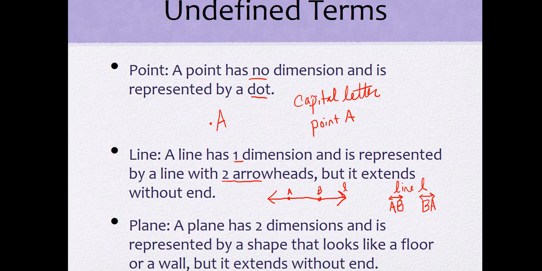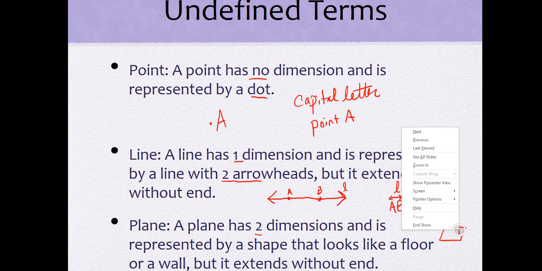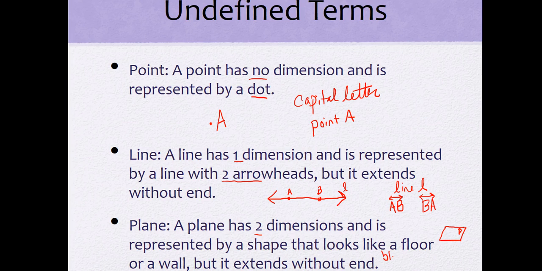Last is a plane. A plane has 2 dimensions and is represented by shape like the floor or the wall, but keep in mind that it keeps going forever. So normally when we draw a plane, we draw something like this, but keep in mind that it goes on forever. Now naming a plane, it's either going to be a bold capital letter, so it's hard for me to write a bold letter, but it could be a bold letter. So in this case, plane P, and the P is in bold.